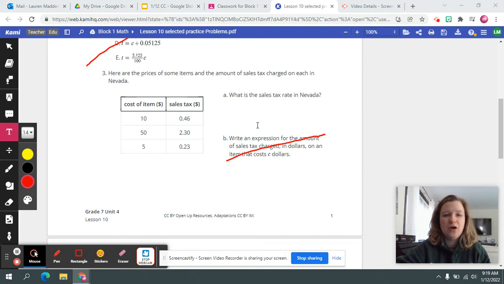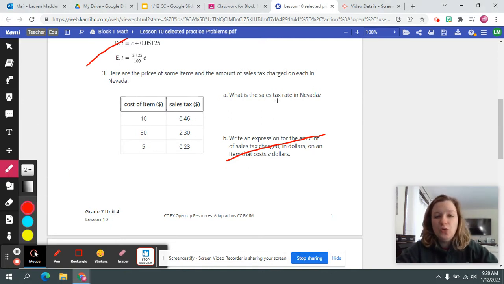All right, so let's keep going. Here are the prices of some items and the amount of sales tax charged on each in Nevada. So we've got an item and its cost, and then the sales tax. And they're asking us, what is the sales tax rate? Remember, this means we're trying to figure out what is the percentage.